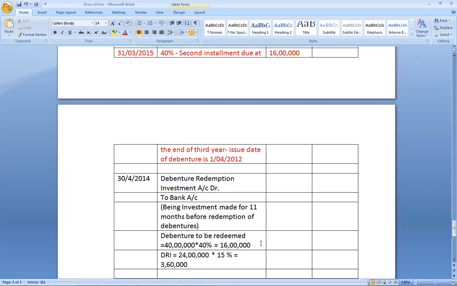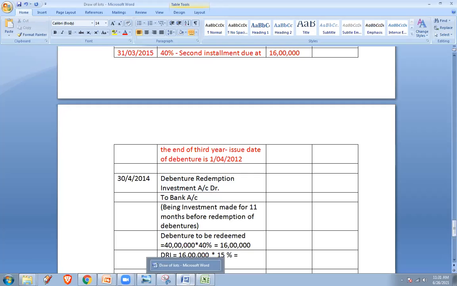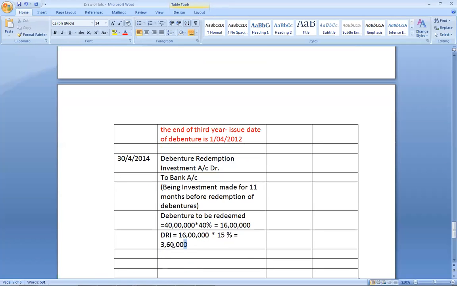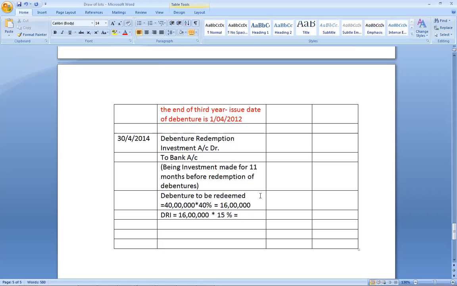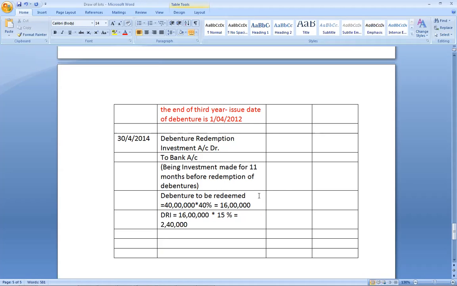We are supposed to pay 16 lakhs on 31st March 2015, and calculate the 15% of 16 lakhs. What is 15% of 16 lakhs? 2,40,000. So this amount is due at the end of third year, 31st March 2015. We are going to redeem. So debenture to be redeemed is 16 lakhs, and that 15% is the constant rate of DRI investment. Okay. So this is 2,40,000.